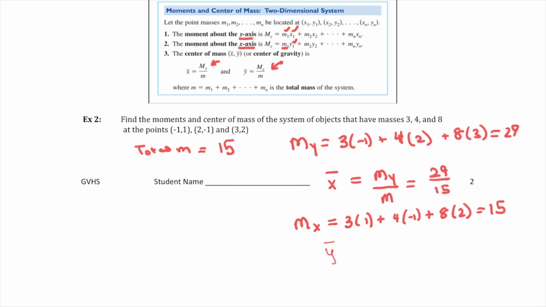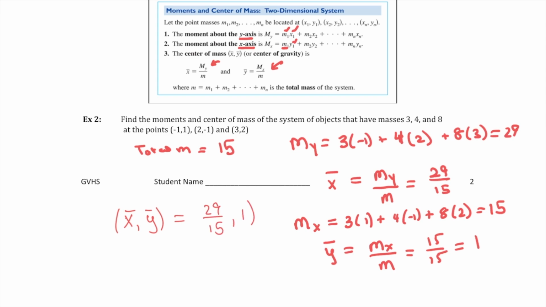So y bar, which is equal to your moments about the x-axis divided by your total mass, is going to be 15 over 15, which is 1. So when you consider this system, in order to find equilibrium, we want the center of mass to be x bar, comma y bar. And the center of mass in this two-dimensional system will be 29 over 15 for your x value and 1 for your y value. So we'd want to set the fulcrum at that point on this system.